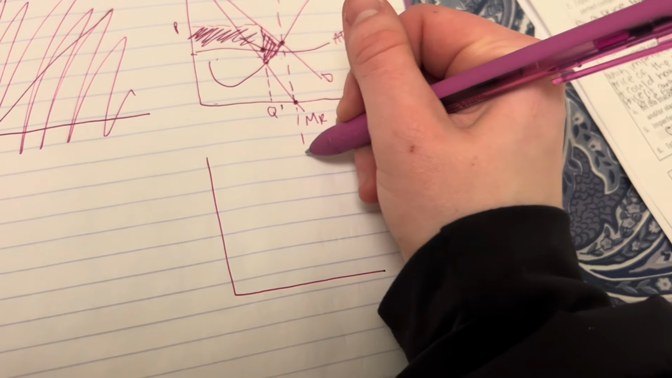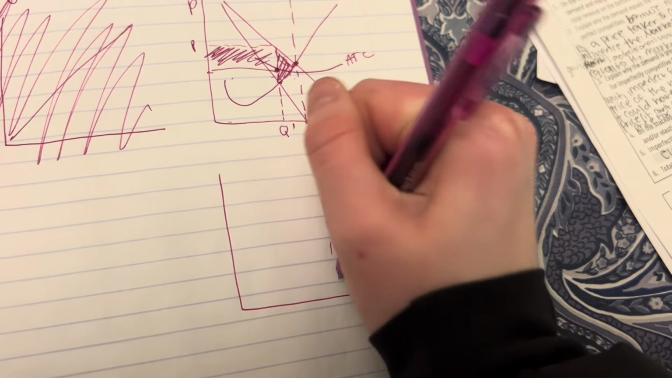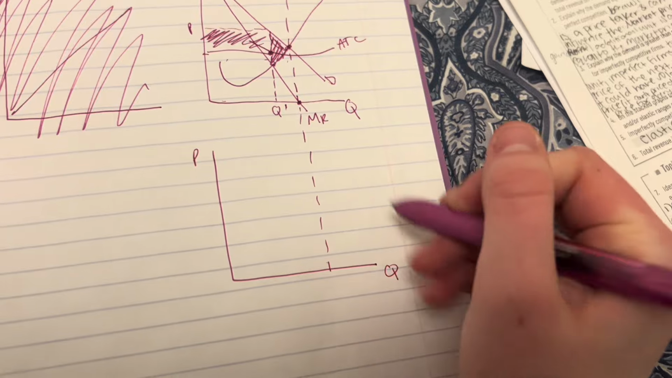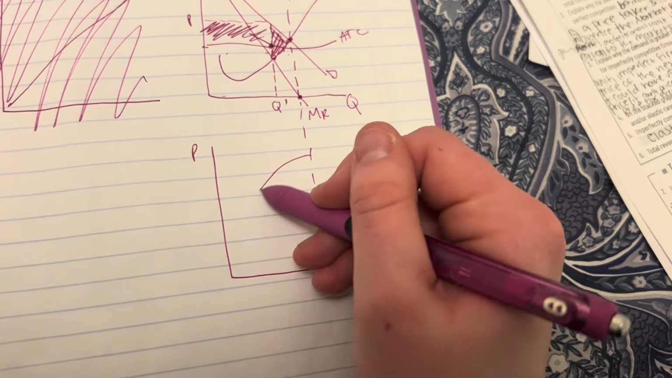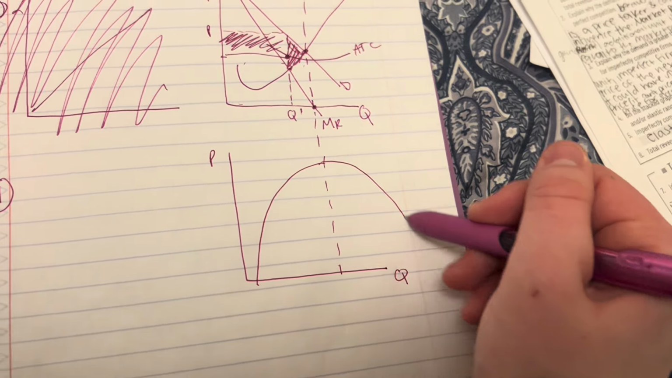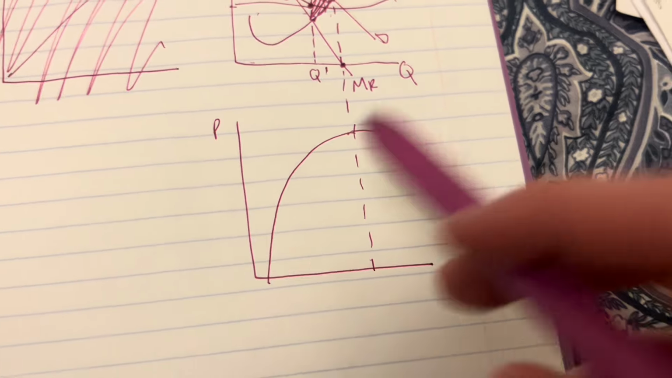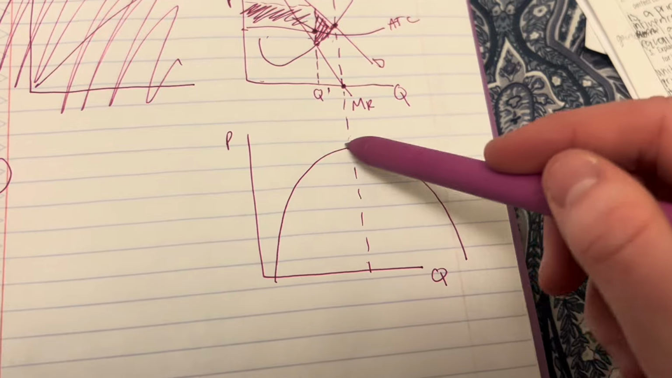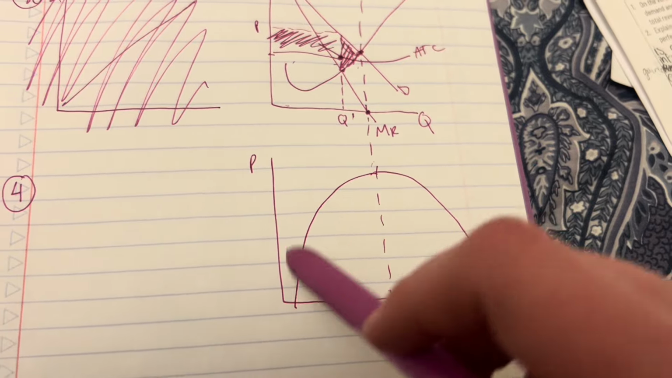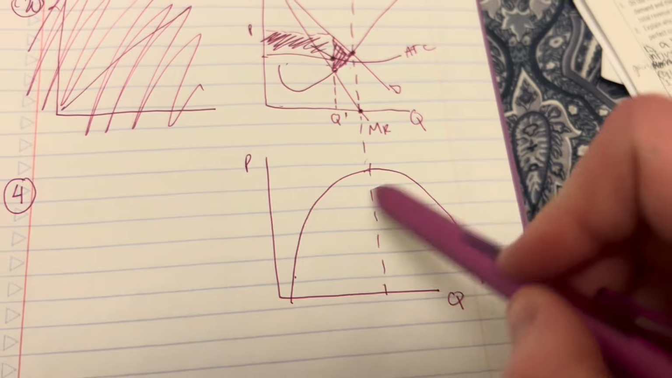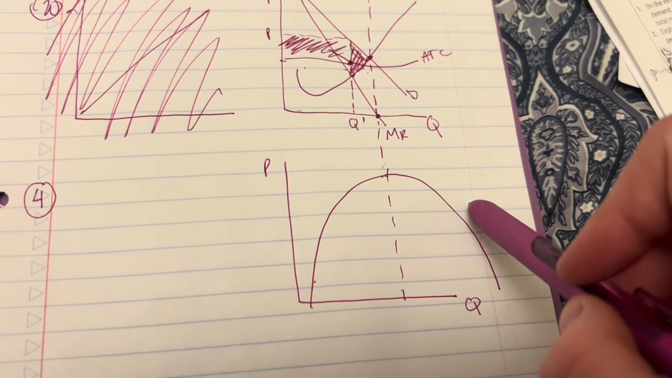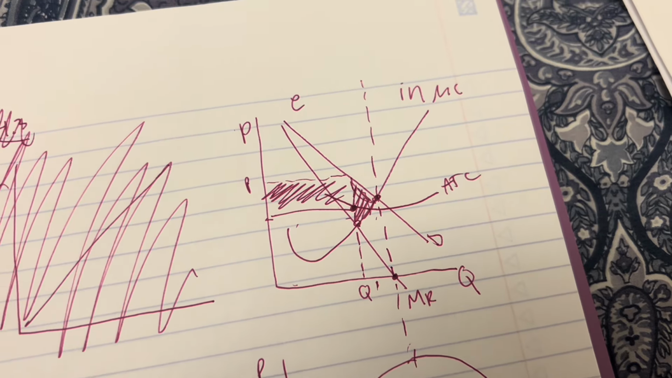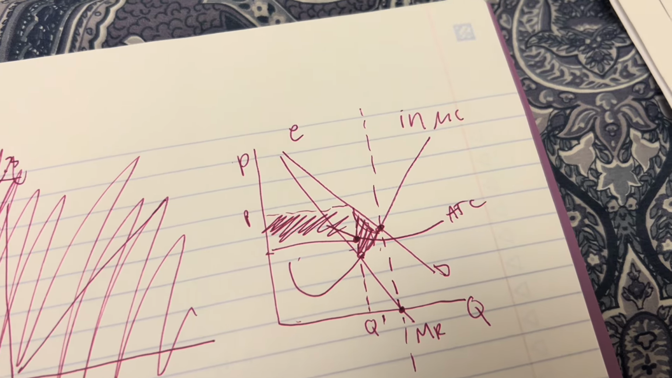So if we just bring the point where MR hits the quantity here, we would then draw a slope like this, showing where inelastic and elastic would go. Increasing the price would decrease the total revenue, and decreasing the price can increase total revenue, which shows us how it's inelastic or elastic.